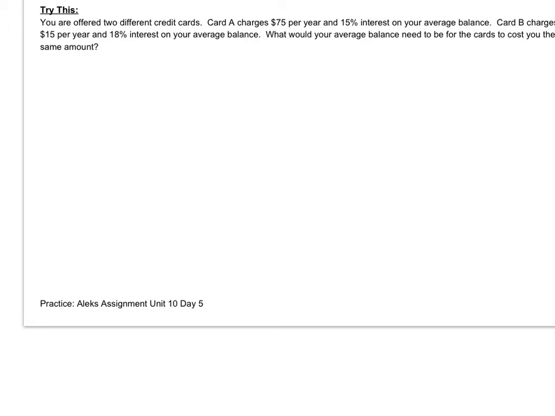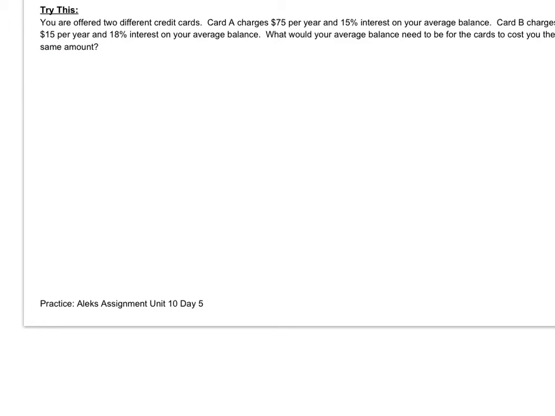In the Try This, let's read through the problem. You are offered two different credit cards. Card A charges $75 per year and 15% interest on your average balance. Card B charges $15 per year and 18% interest on your average balance. What would your average balance need to be for the cards to cost you the same amount?